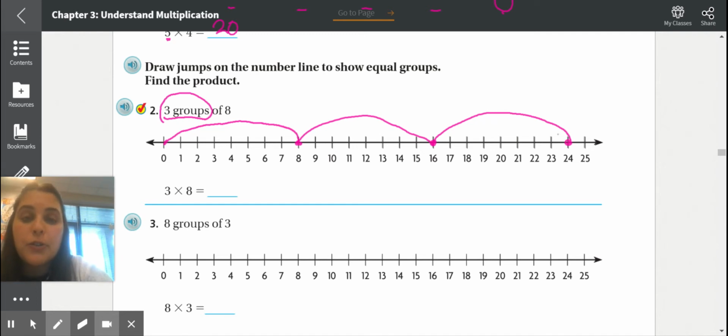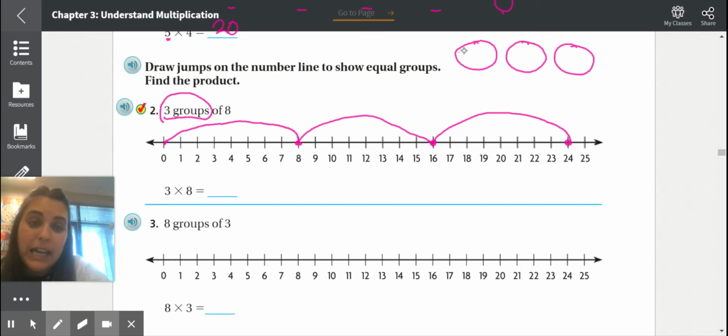So if we were to draw this how we've been doing with equal groups, if we were drawing 3 groups of 8, it would be this: 1, 2, 3, and then 8 inside each. You don't need to draw this. I just want you to watch.